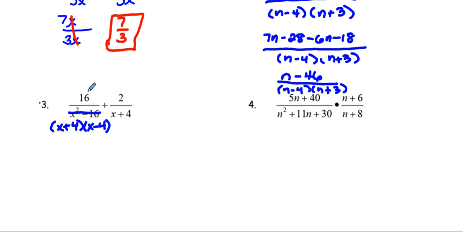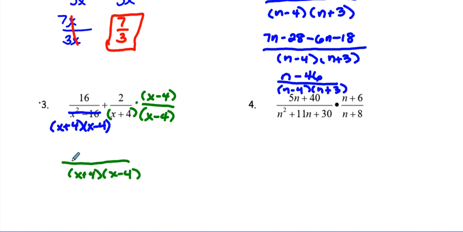The first fraction has both of these in the denominator, and the second one has only x plus 4. So the second fraction is missing the x minus 4. So we're going to multiply that fraction times x minus 4 over x minus 4. Now they have a common denominator of x plus 4 times x minus 4, so we can combine them. X plus 4, x minus 4.